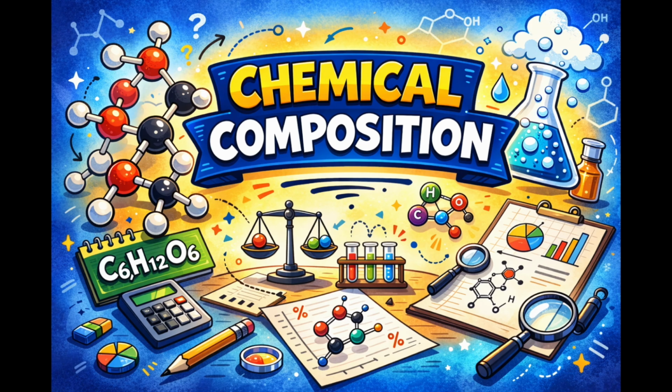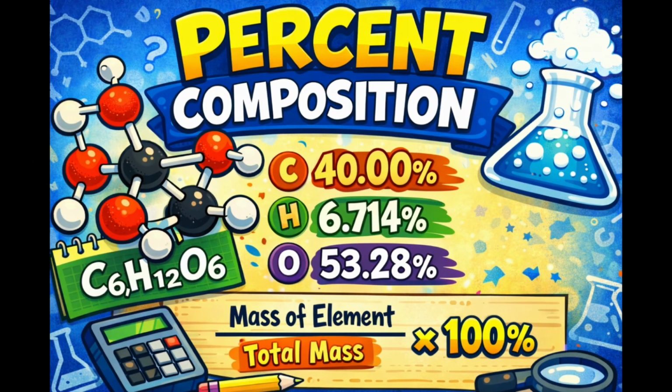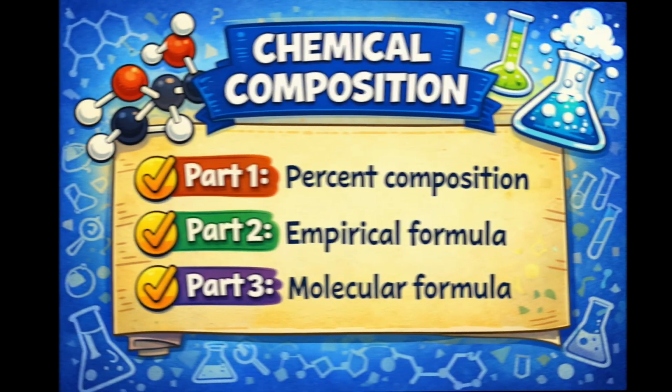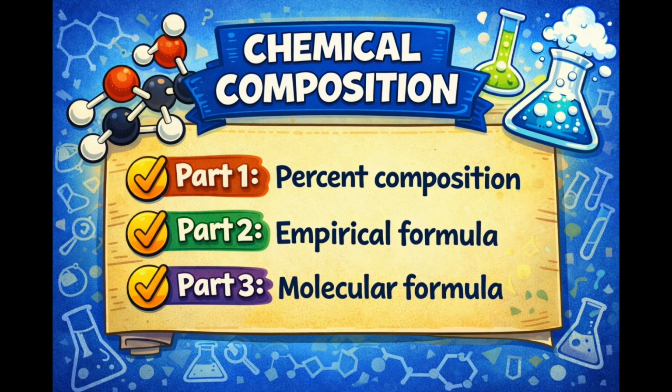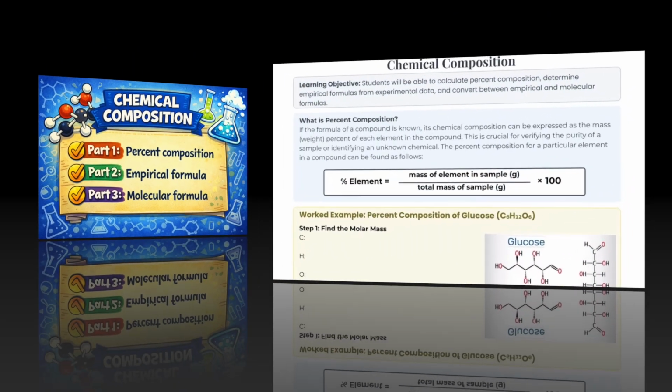This lesson is actually part one of a three-part series on chemical composition. Today we'll be focusing on percent composition, so how to find the percent by mass of each element in a compound. In part two, we'll talk about how to find the empirical formula, or the simplest whole number ratio. And part three, we will finish off on talking about how to find the molecular formula. But anyways, let's get started.